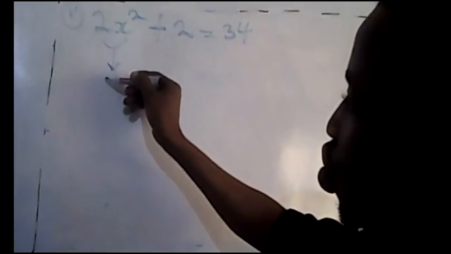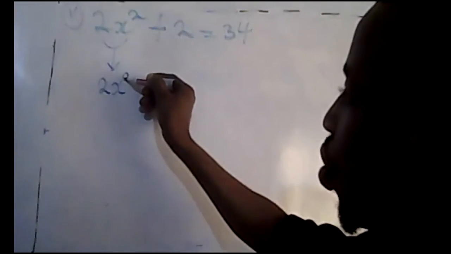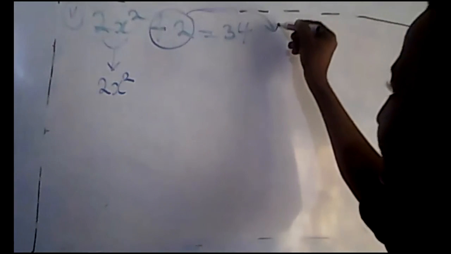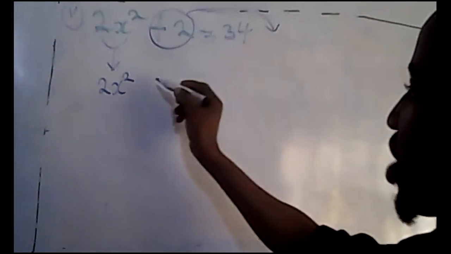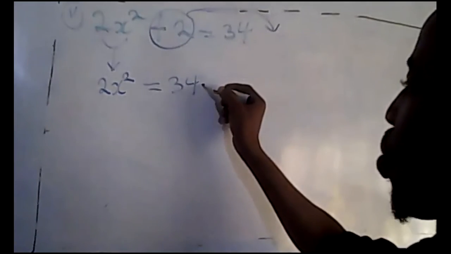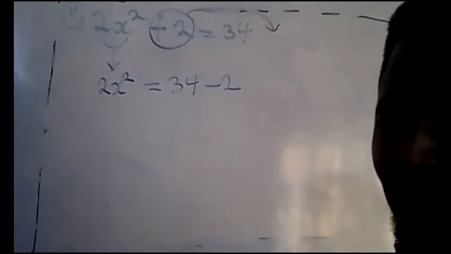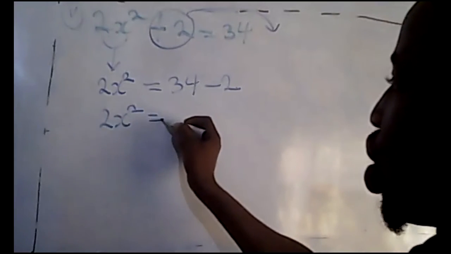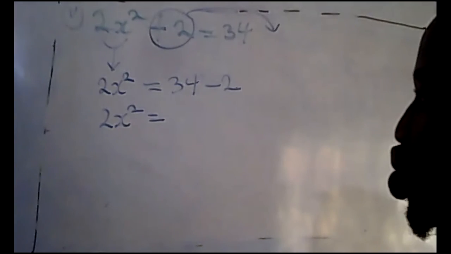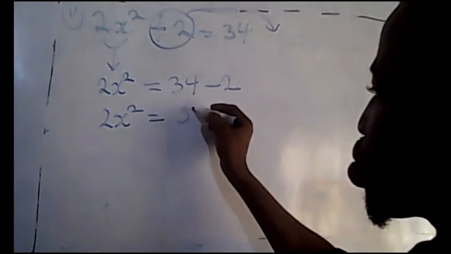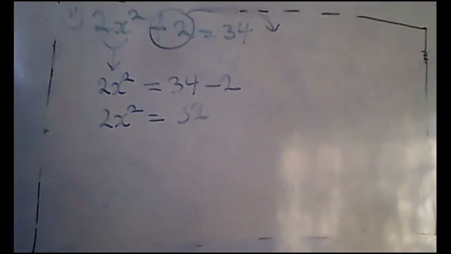Bring your 2x squared down. You have 2x squared. Now, your plus 2 comes to the other side. So you have 34, and plus 2 changes to minus 2. The next thing, bring your 2x squared downwards. So 34 minus 2 is what? 32. You have 32.